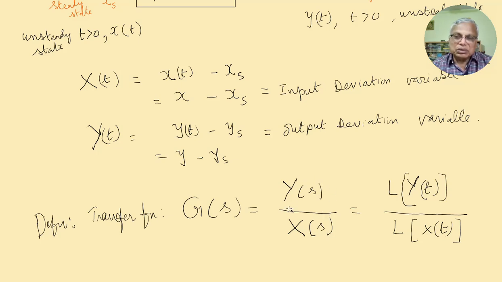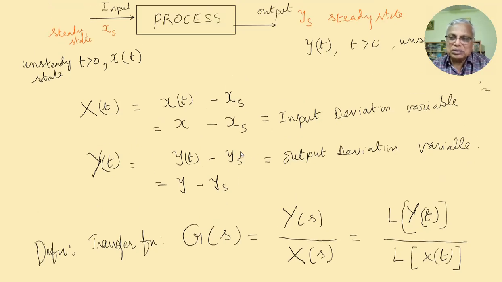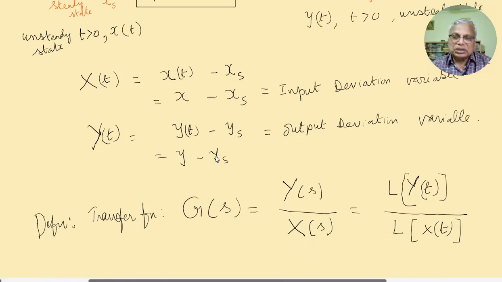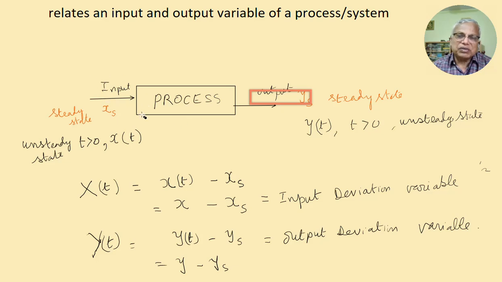Now, for any system, any process, if we know the transfer function, the transfer function can always be found by mathematical methods for linear systems. For nonlinear systems, it is not possible to directly find the transfer function. But for linear systems, the transfer function can be directly found using mathematical methods. So once we know the transfer function, we can easily predict the output or response of a process for a given input.